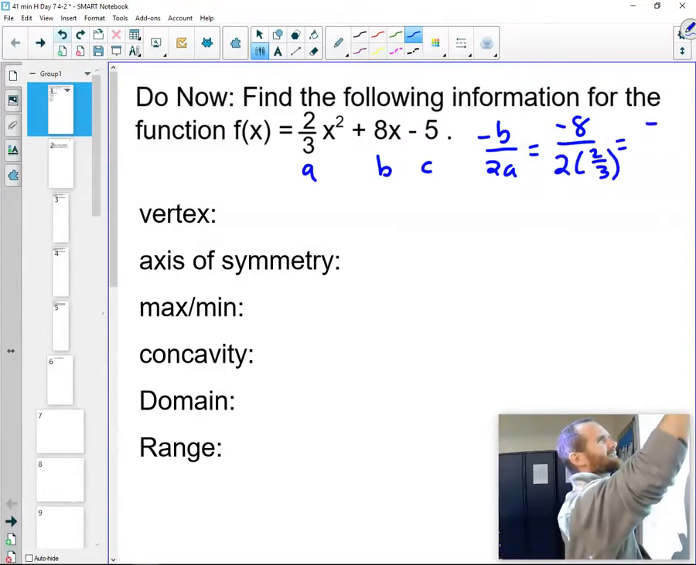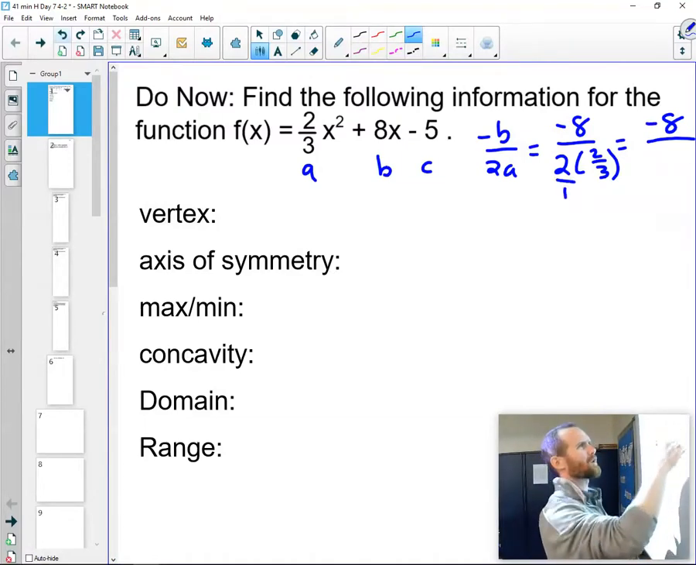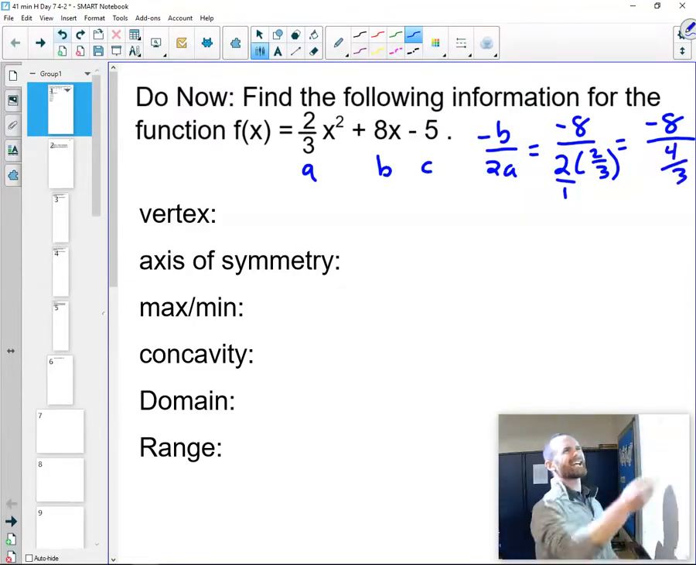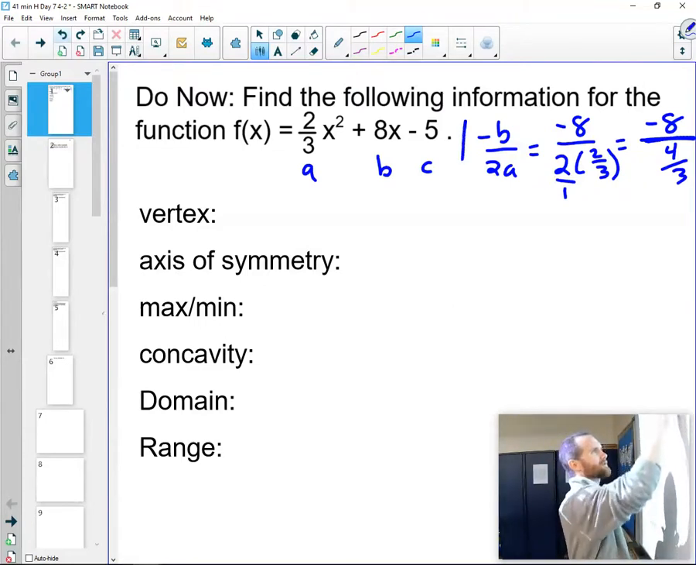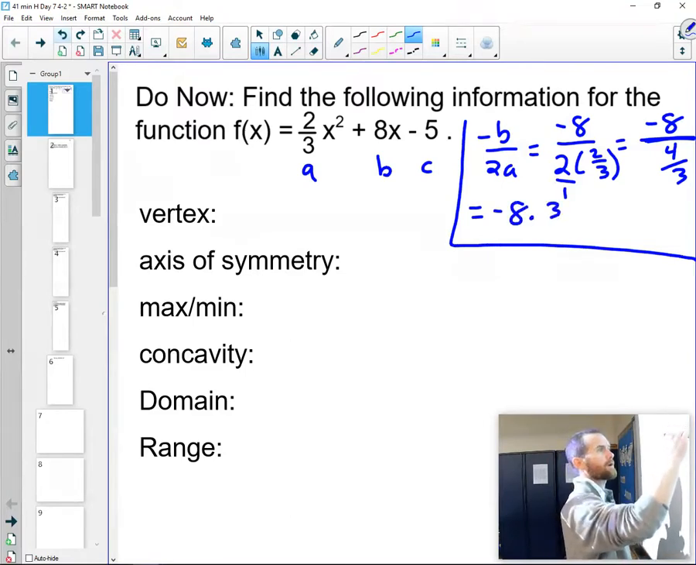And let's see, let's leave the negative 8 alone. Let's treat that 2 like a 2 over 1. 2 times 2 is 4, over 1 times 3 is 3. So it's like a negative 8 divided by a fraction. So let's multiply by the reciprocal. So it's negative 8 times 3 over 4.